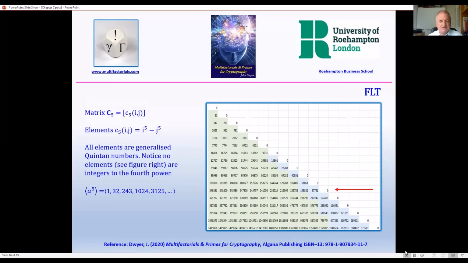Notice in these matrices, none of the elements, which are differences of powers of n, can possibly be themselves integers to the power n.